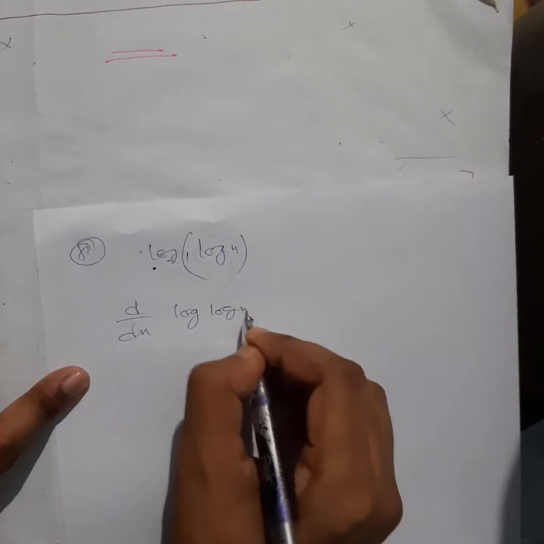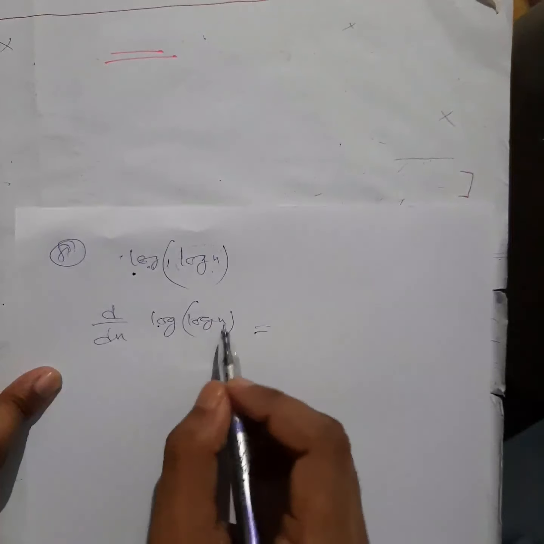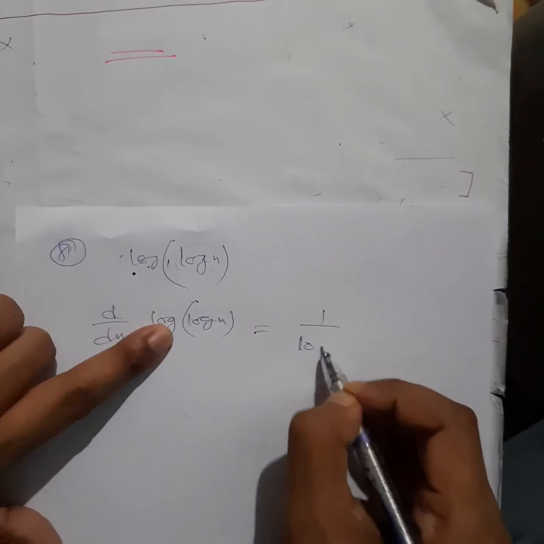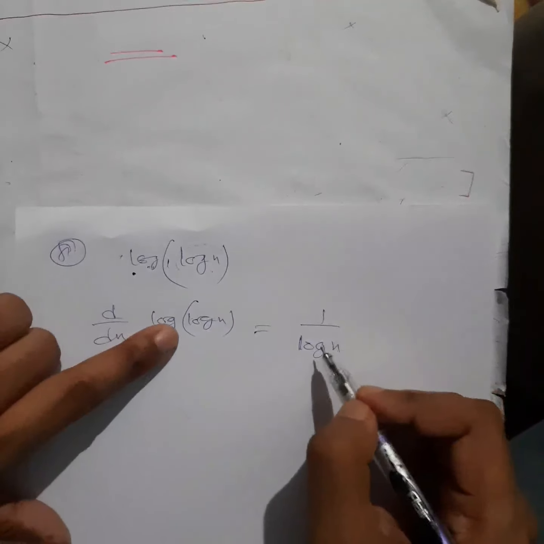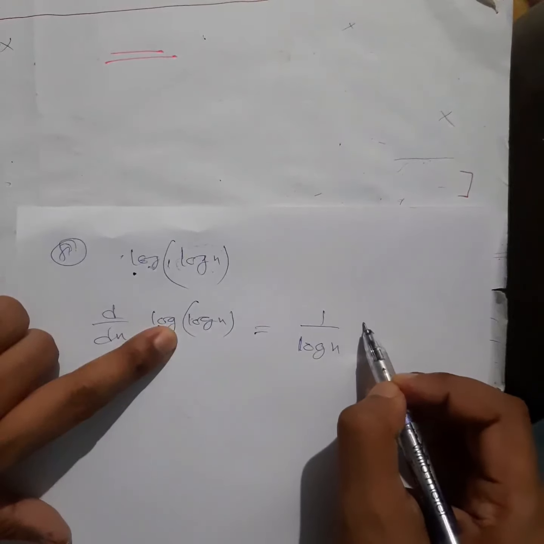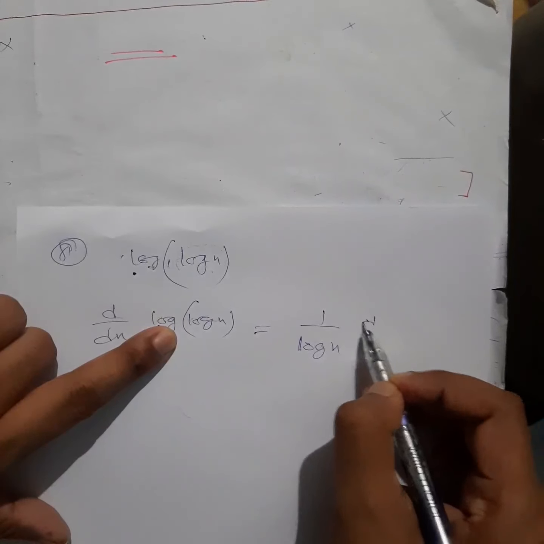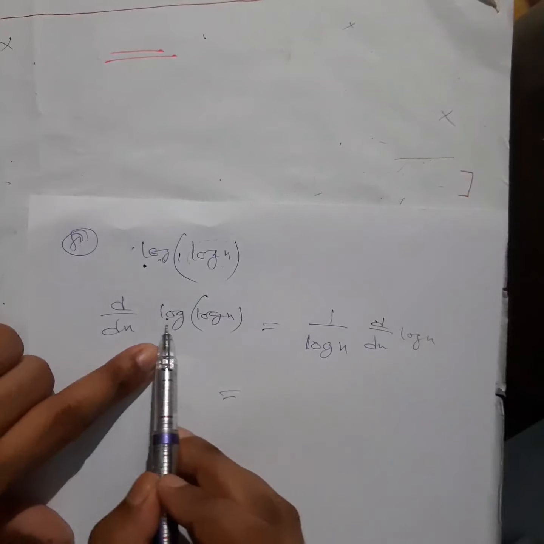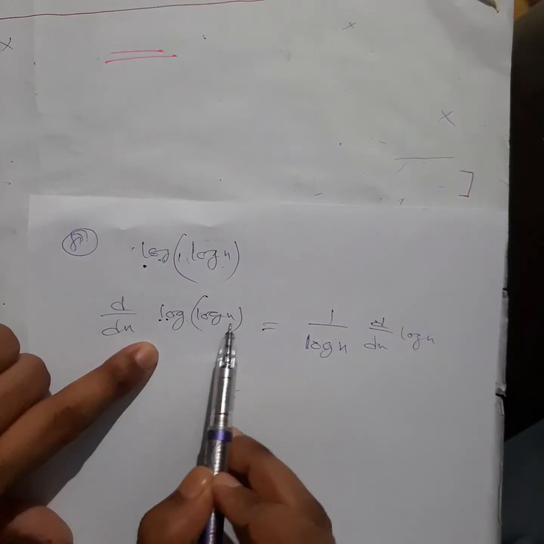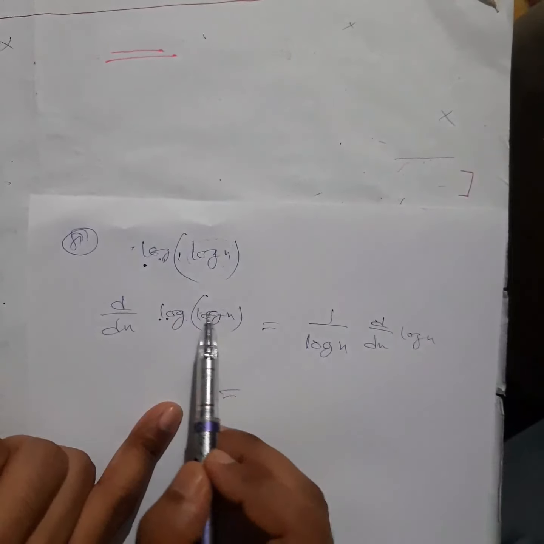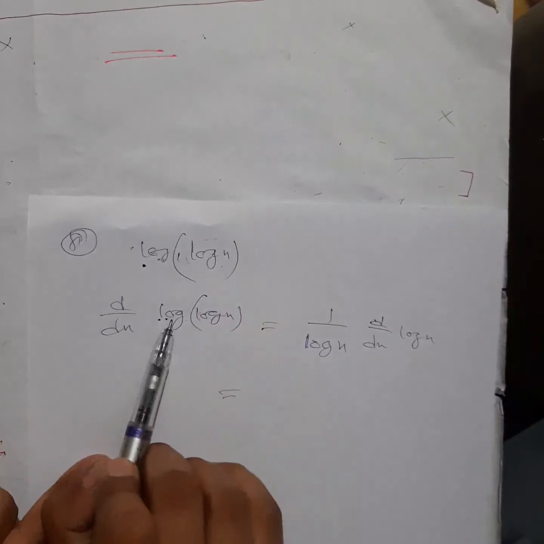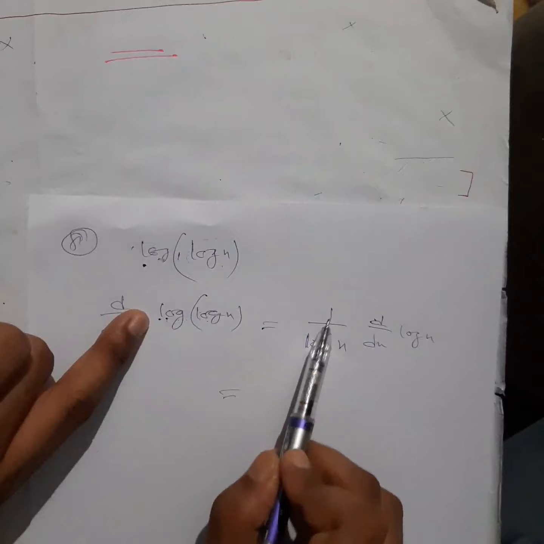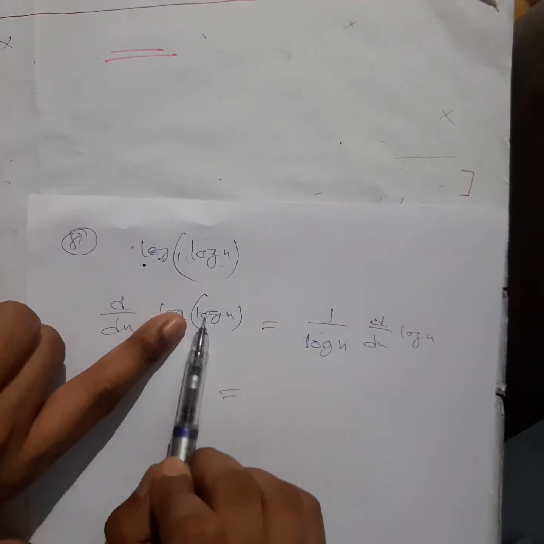log x. So what it will be? d/dx of log x is 1 by x. So in place of x you have log x, right? So log x again I have to differentiate. So d/dx of log x. I hope it's clear. This is of the form log x. In place of x you have log x again, okay? So if it is log x, the differentiation is 1 by x. 1 by x. This is your x right now, okay?